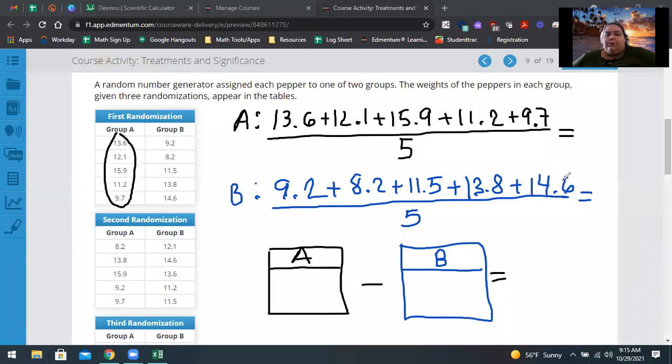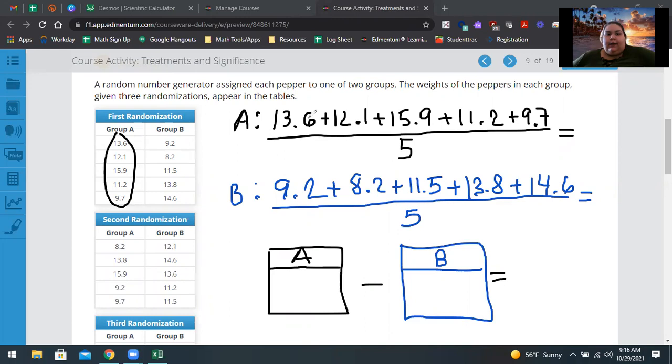Okay, so I went ahead and set up finding the mean for each group. So for group A, again, we take all these values and we add them up and we divide by how many we added. There's a total of 5 numbers, so you're going to be dividing by 5. And again, these are the same steps that you're going to repeat for the second table and the third table.